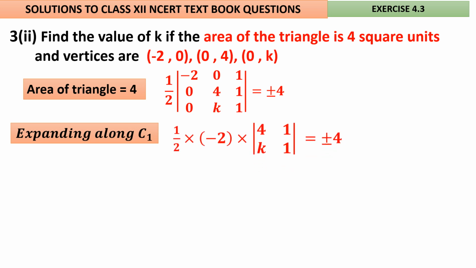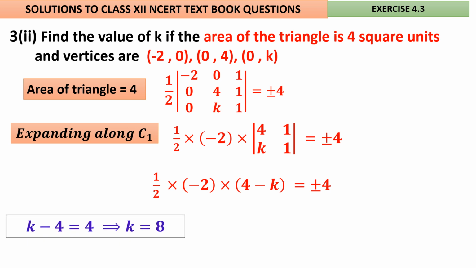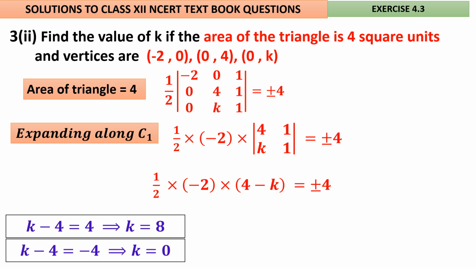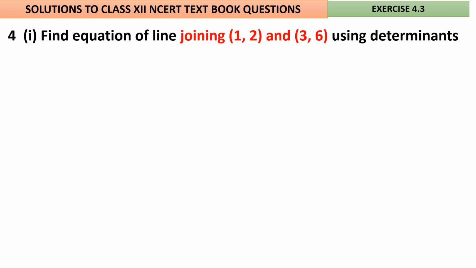Minus 2 multiplied by the 2 cross 2 determinant equals plus or minus 4. I will equate it to plus 4 first, K is 8. I will equate it to minus 4 next, then K is equal to 0. So the answer is 0 and 8. For 0 and 8, the given points will give you the area of the triangle as 4 square units.